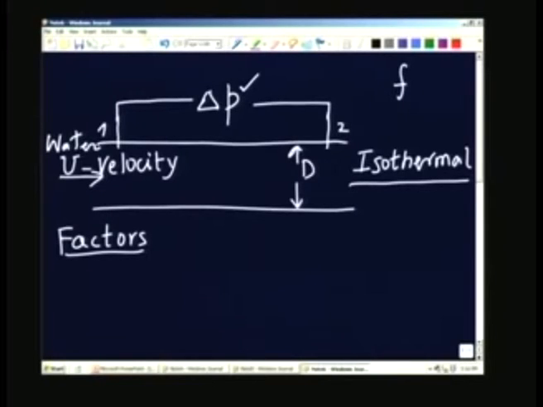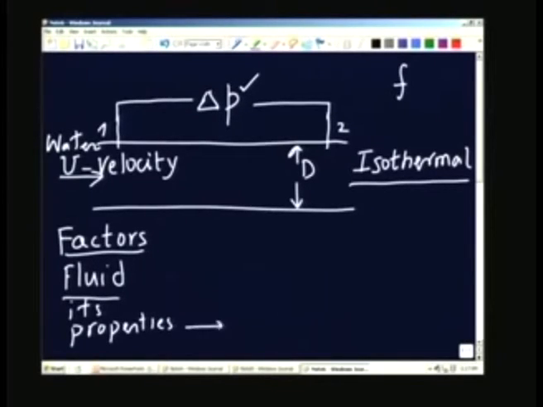So, what are the factors in this experiment? We will immediately say that it is a fluid. That means its properties. Fluid is characterized by certain properties, and there may be the density, and in the case of pressure drop we expect viscosity, these two to play a role. So, suppose I indicate density by the symbol rho and viscosity by the symbol mu, these two are going to be important. So, this is the fluid and its properties.